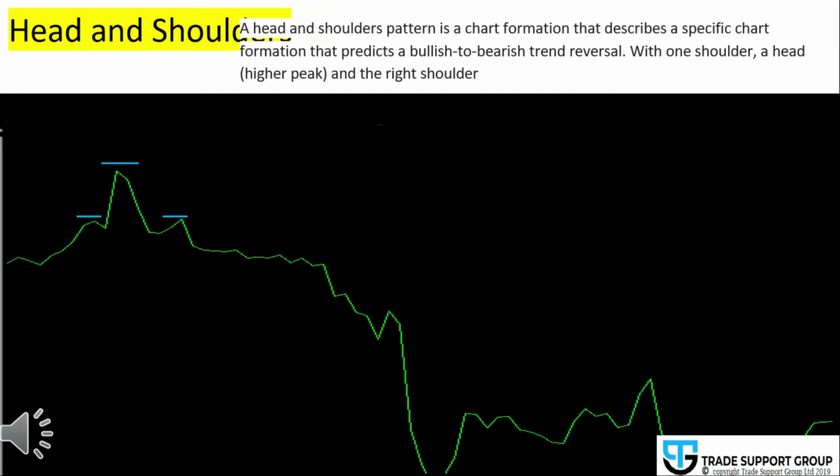The head and shoulders pattern is a 3-segment pattern. First, you will notice the one shoulder, then a higher peak, which forms as a head, and then the third shoulder, which should be about the same length and size as the other shoulder. The head and shoulders pattern describes a specific formation that predicts a bullish to bearish trend reversal.